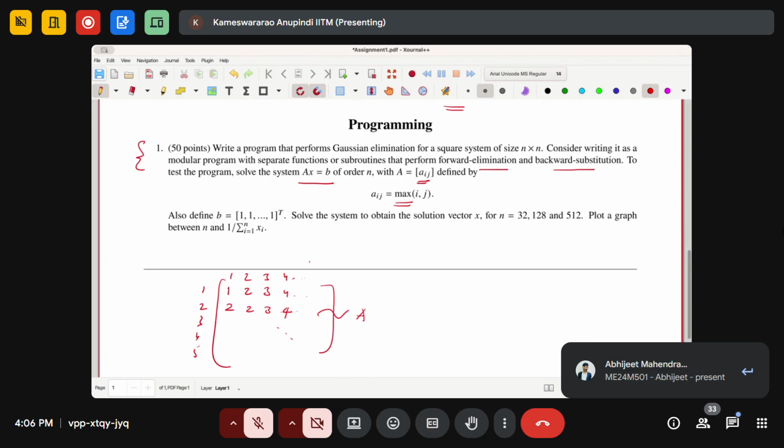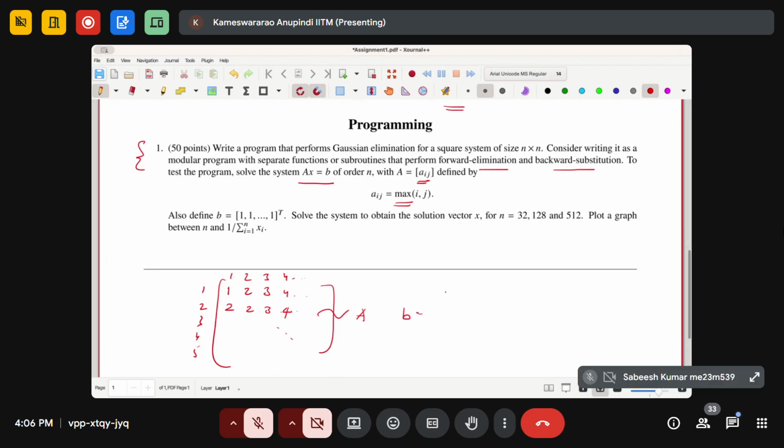Once you have matrix A, the right hand side B is all 1. So this is an all-1 vector. Solve the system to obtain the solution vector for the n values I have given you, 32, 128, 512. But if you are able to do 512, you do it. Otherwise, you do 32, or maybe you can even do 16, 32, 128, 256. Whatever three values you can do, depending on how much time it takes to run.